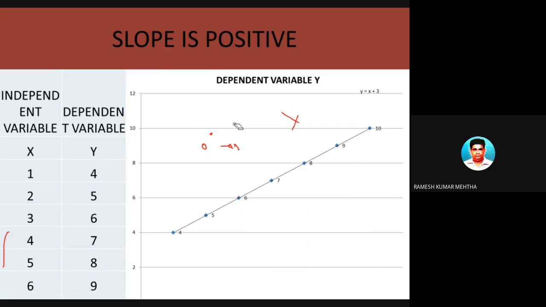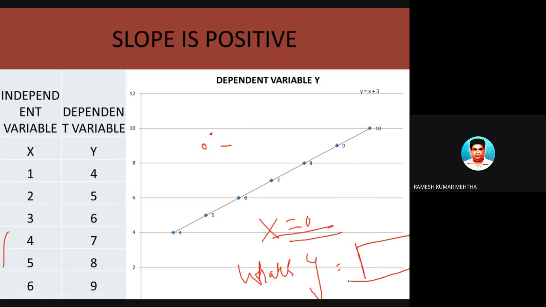Now, what is the constant? What does the constant mean? Constant means when x is equal to 0, what is the value of y? That is the meaning of the word constant. When the number of hours studied is 0, what will be the value of y? That is called the constant. Because even if I don't study for a single hour, I will copy and I will get some marks. That is called the constant.